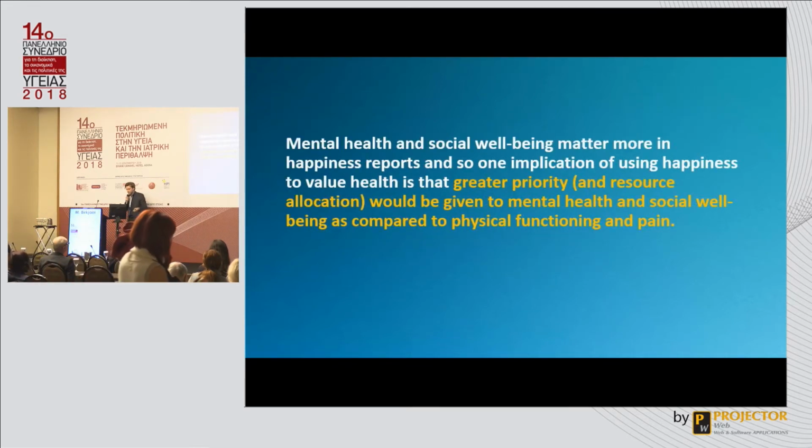So the implication here is that mental health and social well-being matter more in happiness reports. One implication of using happiness to value health is that greater priority and resource allocation ultimately would be given to mental health and social well-being as compared to physical functioning and pain. So this is the theory, and there is some empirical evidence to suggest that there's support for this theory.